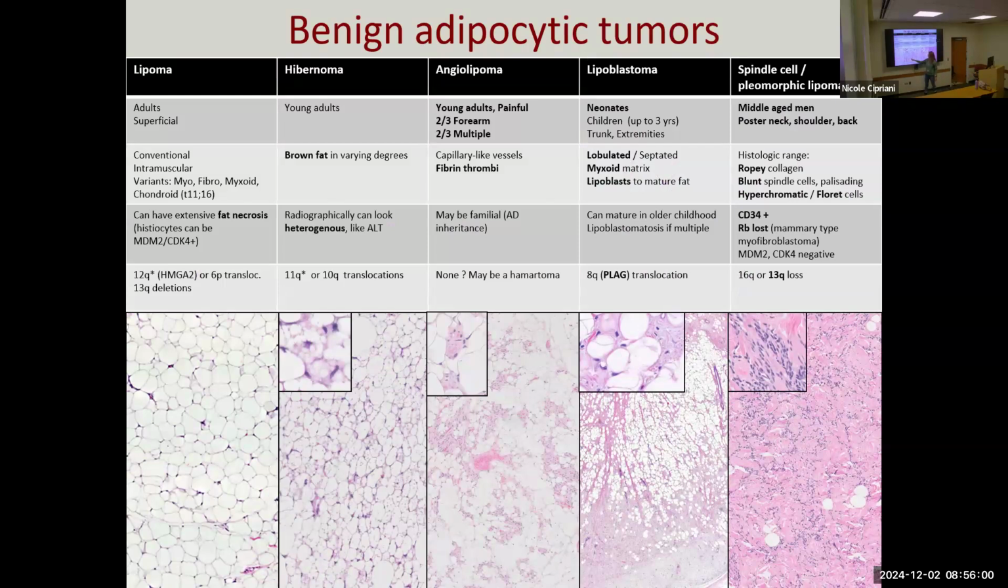You may see a hibernoma, which is a tumor of brown fat. You may see an angiolipoma. Some of you have gotten stumped on this. Multiple, forearm, painful, younger person. Check for the capillary vascular proliferations and check for the fibrin thrombi. If you ever see multiple lipomas in the extremities, think about angiolipoma.